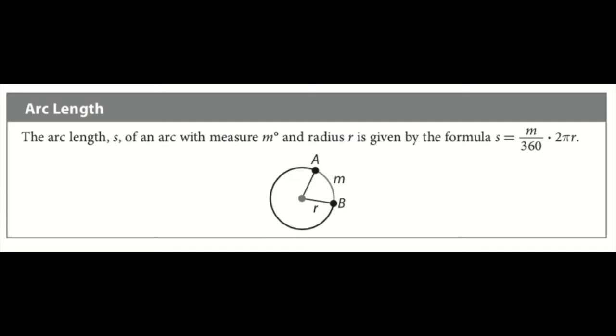Using your intuition, you can figure out the arc length, but we need you to be able to not just use your own intuition and boil it down to a formula. And so the formula is that the arc length S for any arc where M is the central angle can be found using the formula S equals M over 360 times the circumference, which is 2 pi r.